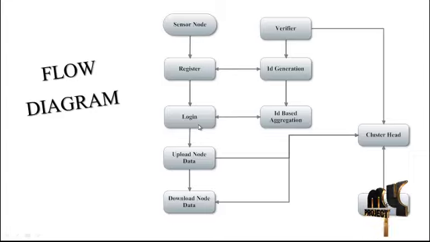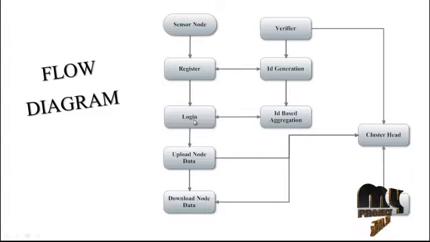Our project flow diagram. In this project, we are developing an ID-based aggregate signature scheme for wireless sensor networks. This shows the connection between the sensor nodes and the data centers. In the first process, sensor node registration, the sensor node details are sent to the verifier. The verifier checks the sensor node details, generates the ID for the sensor nodes, and all the details are sent to the cluster head. The cluster is based on the sensor nodes. The nearby cluster heads are connected to the nearby sensor nodes, and all the details are stored in the data center. The next process is login.